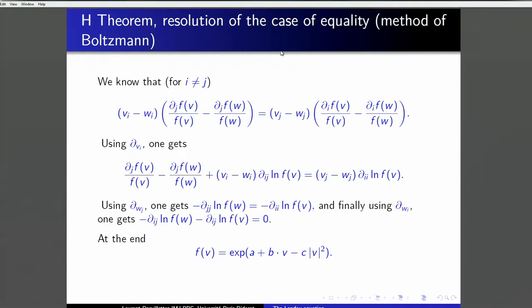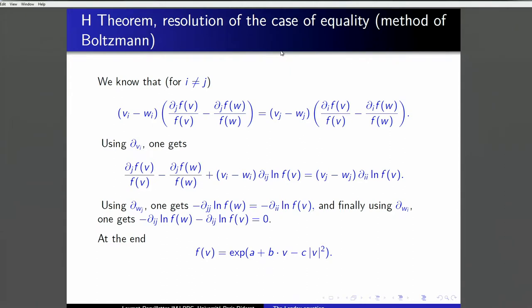Then this one does not depend on wj, so it cancels. And in this one, the only dependence is through this wj here, which gives you minus dii log f of v. So what you end up with is this equation here, which gives you a link between the second derivatives of log f at point w and point v. And this is true for any v, w, i, and j.